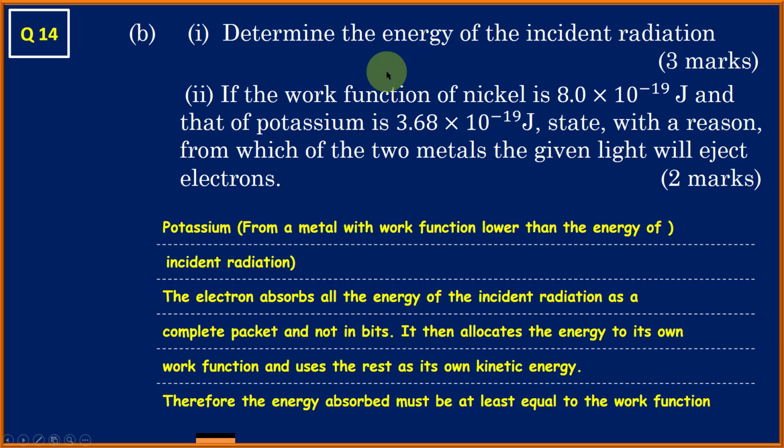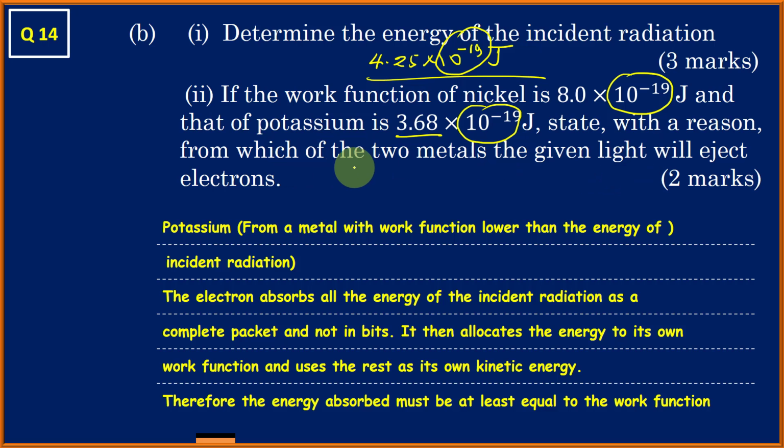Let's look at part B. In part B, we are asked to determine the energy of the incident radiation. We have already determined that, and we have got it to be 4.625 by 10 raised to power minus 19 joules. Now, if the work function of nickel is 8.0 by 10 raised to power minus 19, notice that the power is the same as over here. That one is important because we can make a comparison between this and this. And potassium is 3.68 by 10 minus 19. Again, we can make a comparison between this and this.